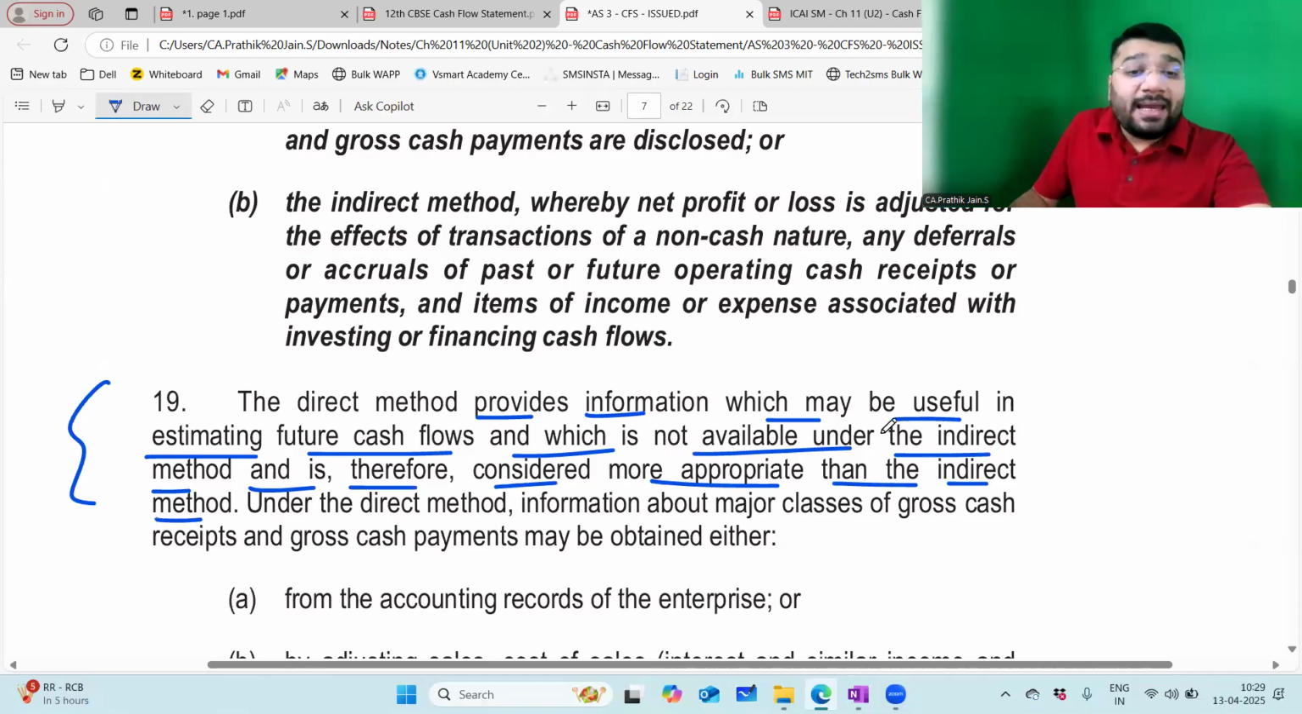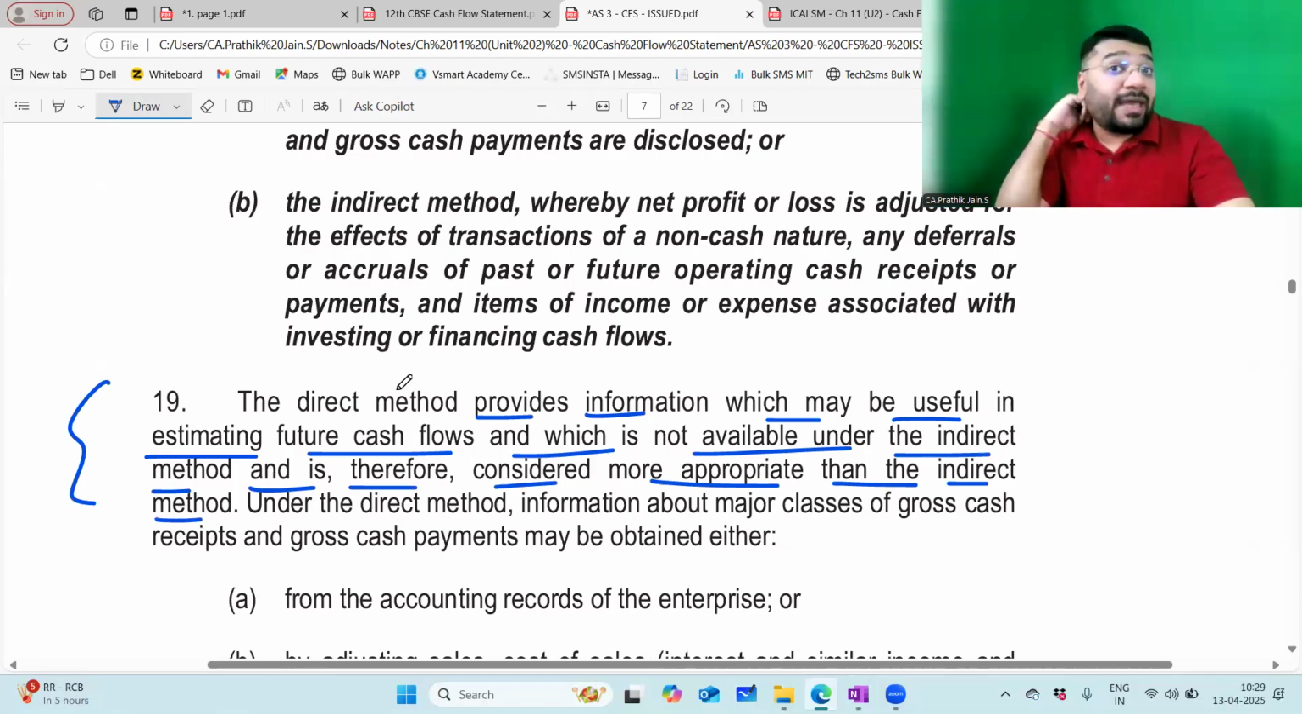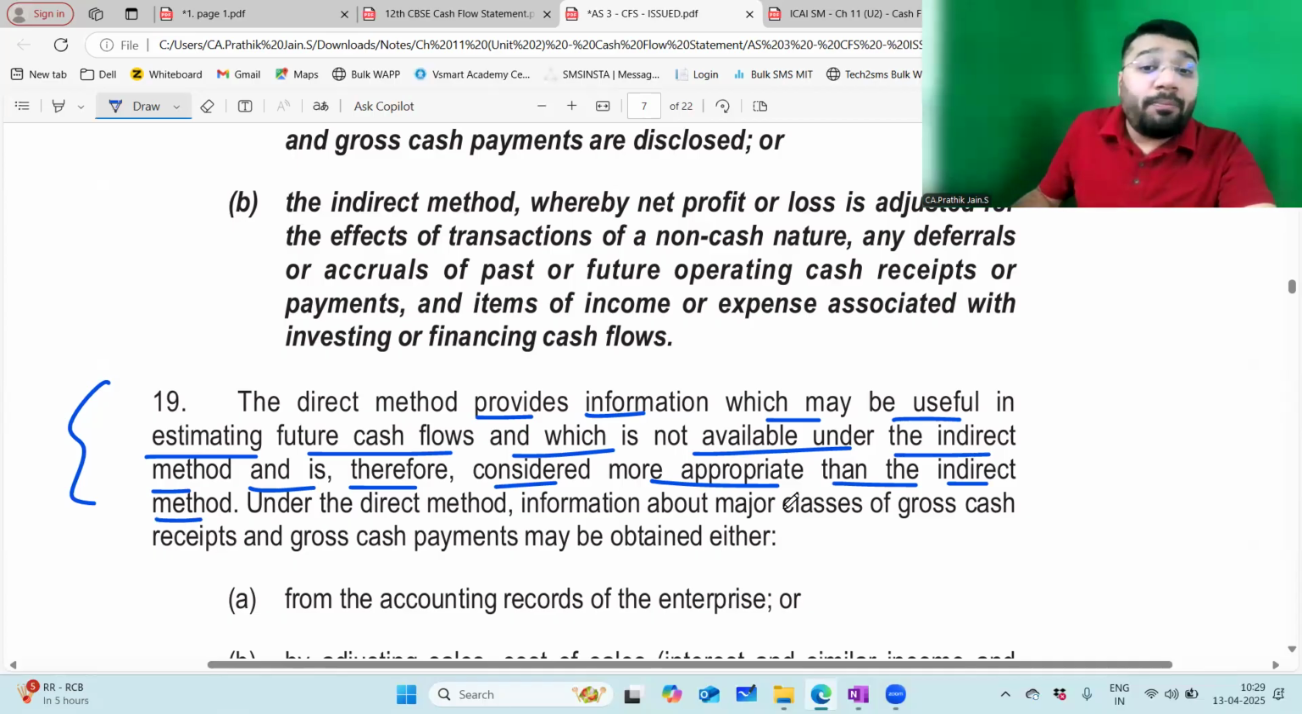So since the direct method is giving you a better picture of the cash inflows and outflows directly, that is a more appropriate method compared to the indirect method. But in the industry, the method more widely followed is the indirect method. Why that is, I'll discuss in some time. So AS3 feels the direct method is more appropriate for presenting the cash flow statement, but industry wide, the method most followed is your indirect method. The logic of that will be discussed shortly.